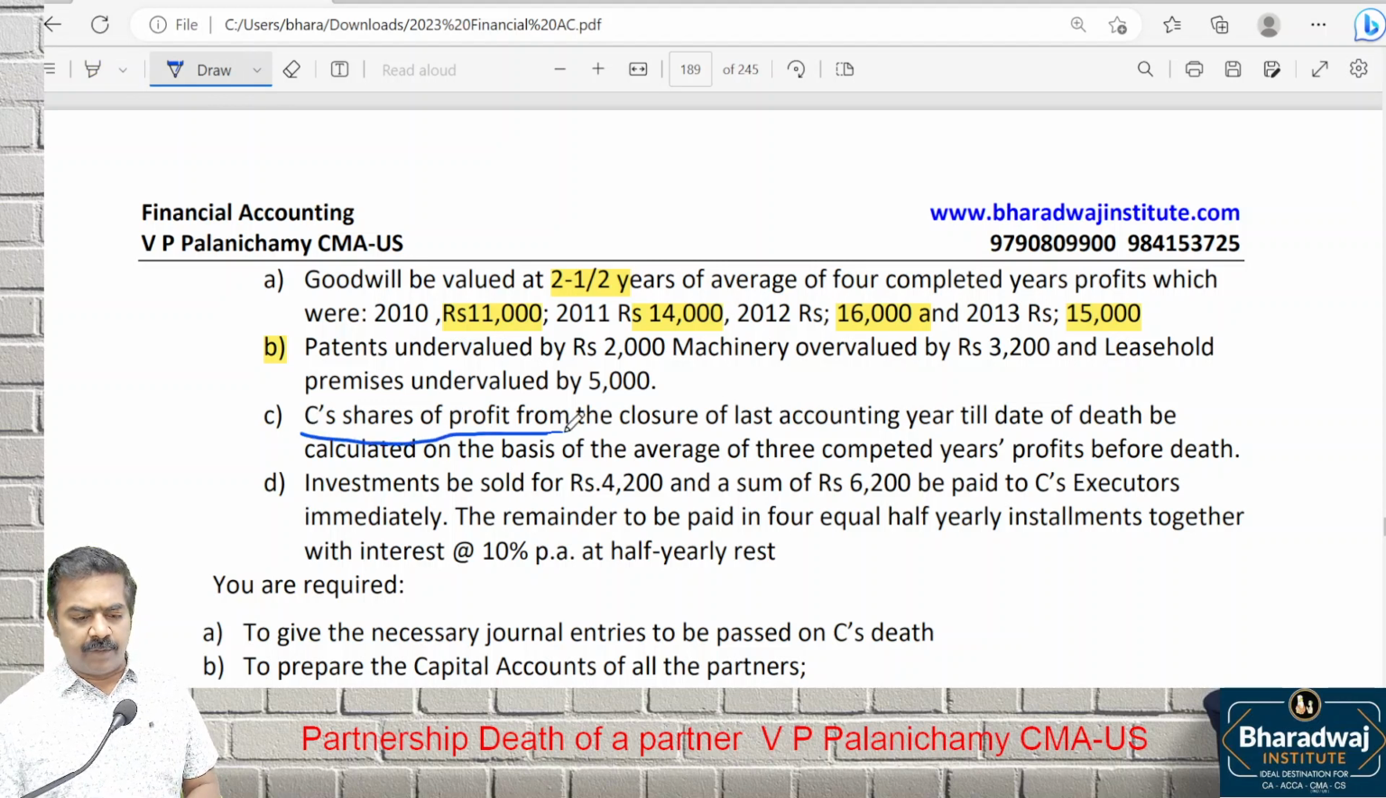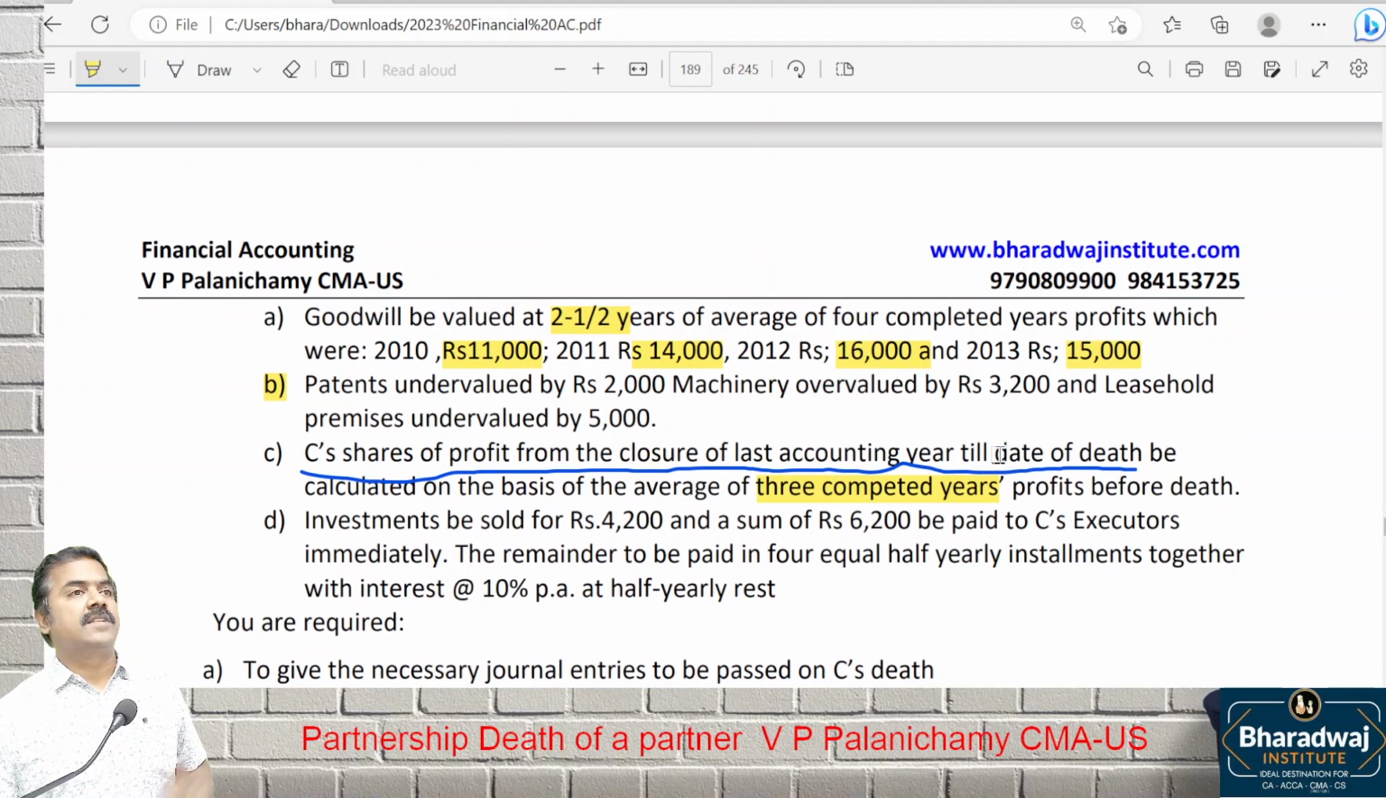C's share of profit from the closure of the last accounting year till the date of death should be calculated based on what? How many years? 3 years. Simple. How many months later did he die? January, February, March, April. How many months? 4 months later he died. That 4 months profit you have to work out based on 3 years average profit.